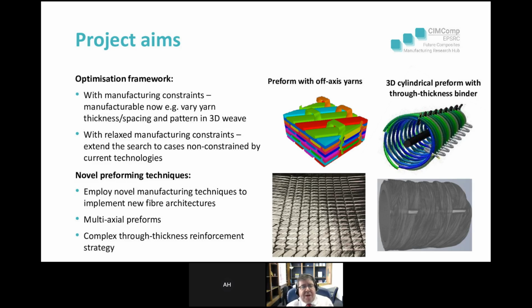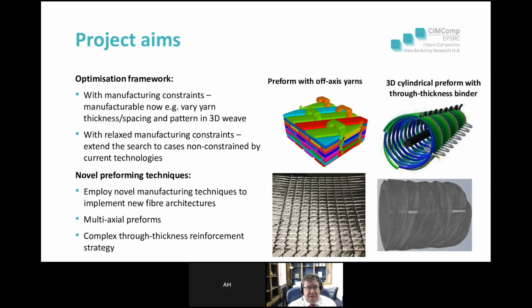So in this project then we're taking an optimization approach, and we're really doing this in two ways. First of all, with manufacturing constraints, in other words, looking at material forms that you can make with commercially available machinery and where there are commercial suppliers now, how can we optimize the material form for a particular application by varying the pattern, the weave pattern within a 3D woven material, perhaps the type of fiber, the spacing and weight of the yarn, for example. So that's approach one.